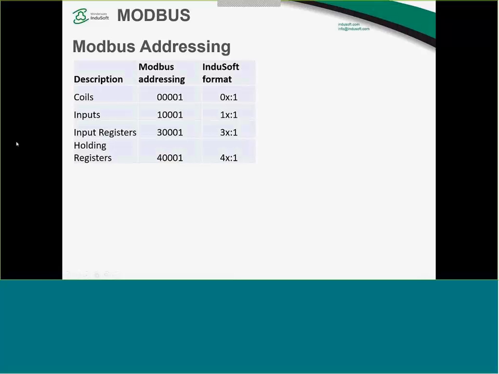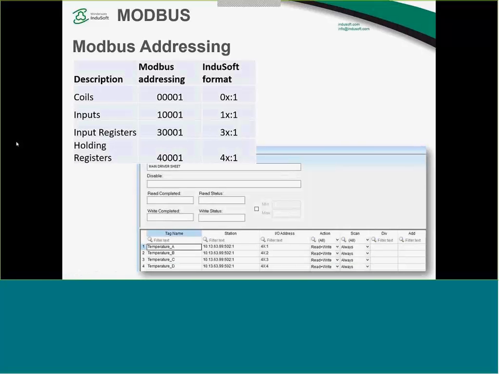Here's an example of an InduSoft worksheet, the Modbus. Here I'm showing the Modbus Ethernet, MODBUS TCP, talking to the addresses 40,001, 40,002, 40,003, and 40,004.